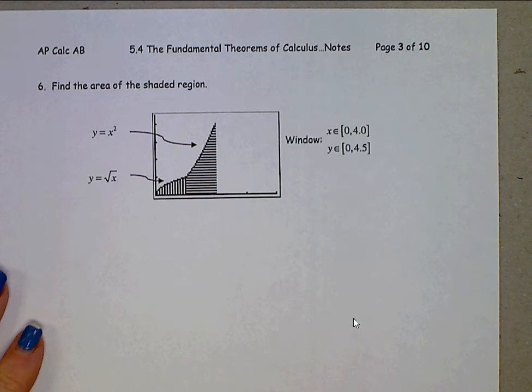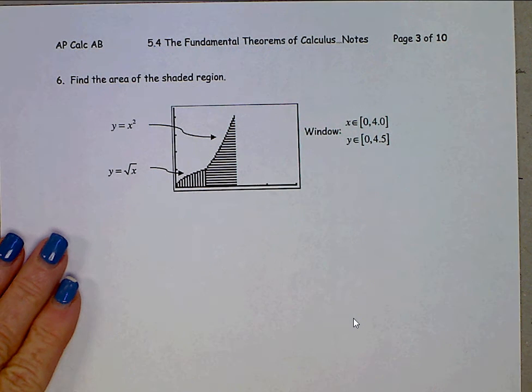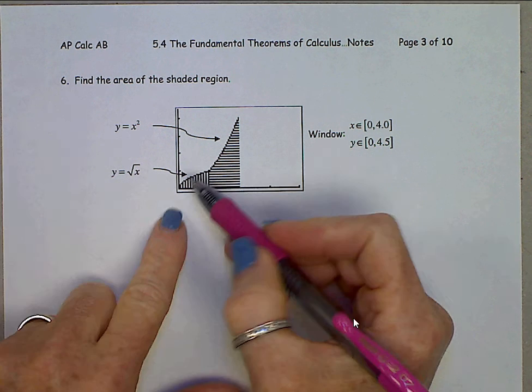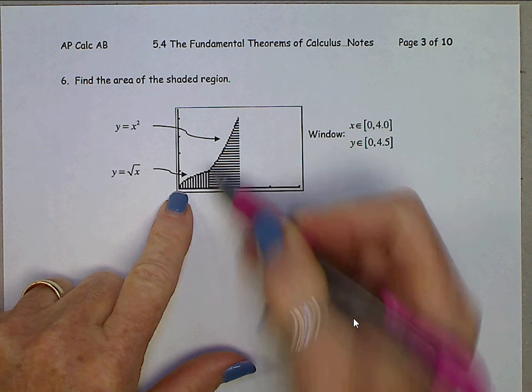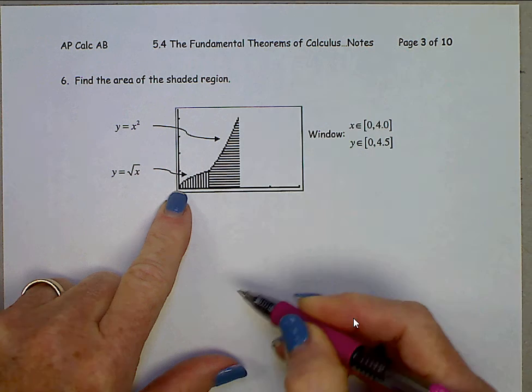AB Calculus, section 5.4, page 3. You are asked in number 6 to find the area of this shaded region. And if we notice, this shaded region is actually defined by two curves, y equals the square root of x and y equals x squared.